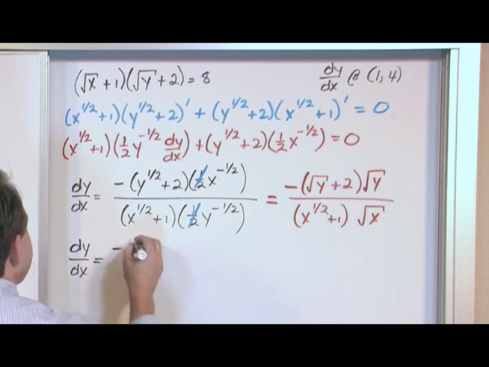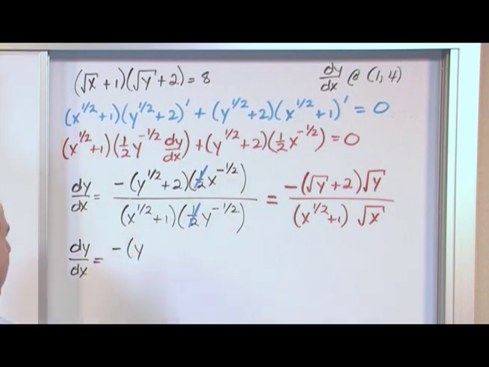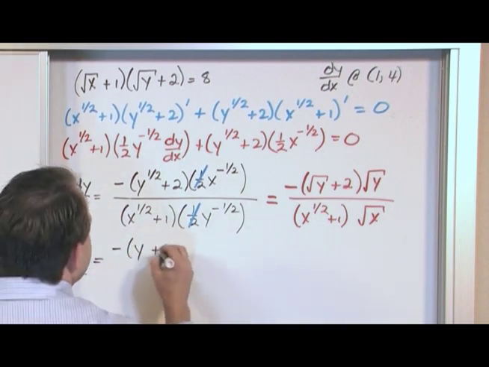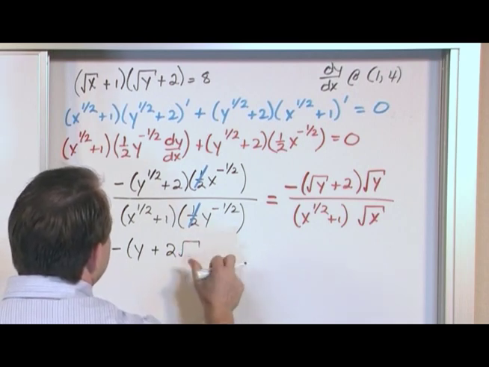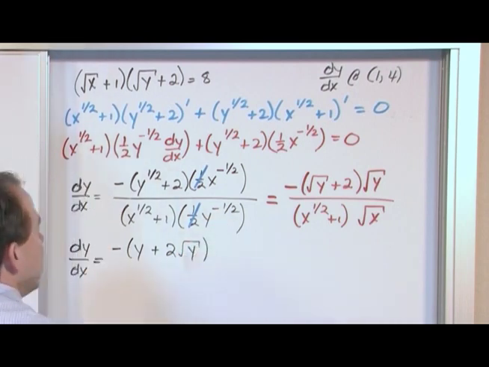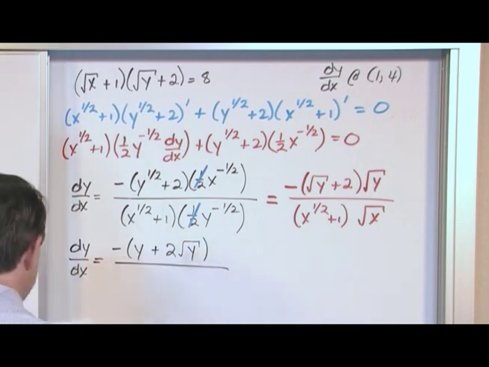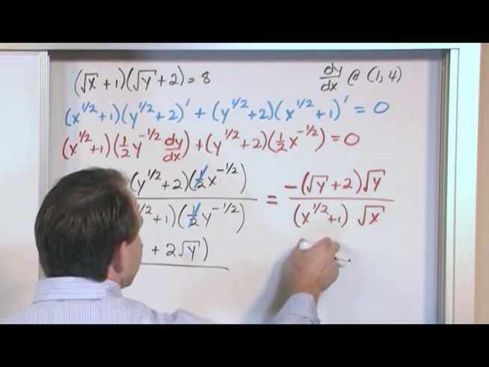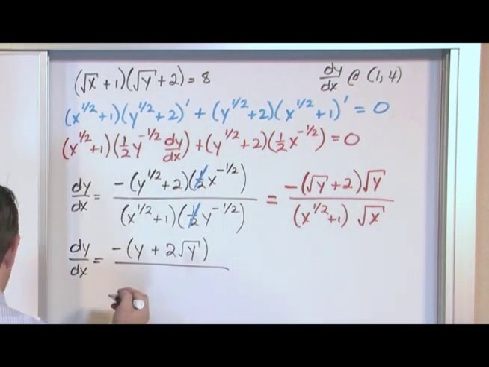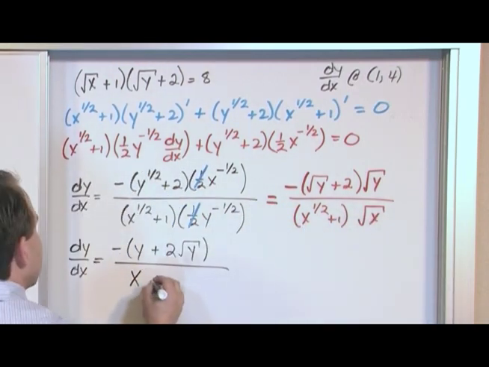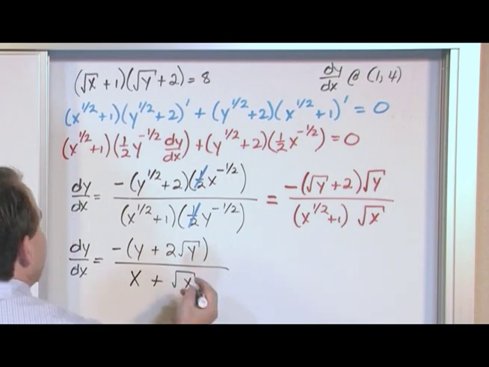So what we'll have on the inside is y to the 1 power, so y, plus 2 times the square root of y, like this. That will be on the top. On the bottom, if we choose to multiply the square root of x in, we're going to get the same thing. This is x to the 1/2, this is x to the 1/2. You add them together, you get x to the 1 power. x plus the square root of x. So make sure you understand that.